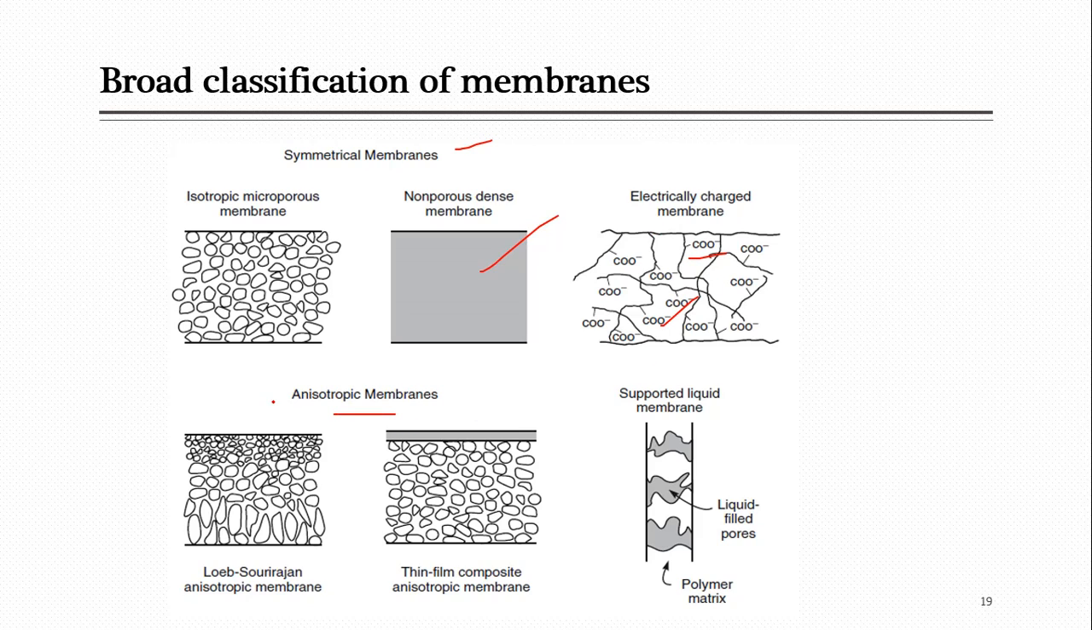But when you look at an anisotropic or asymmetric membrane, they have different pore sizes, like in this membrane, and here you can see the top surface is non-porous or dense, and then there is a porous layer below that. And in this membrane there is some polymeric portion, and then there are liquid-filled pores. So these are also asymmetric membranes.